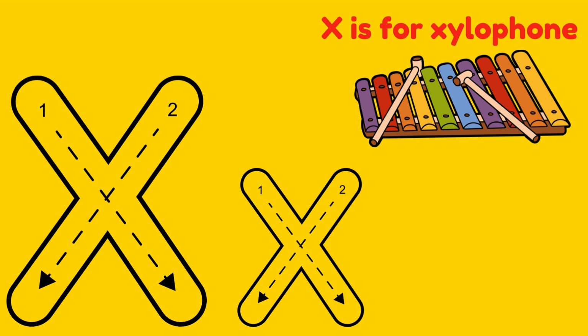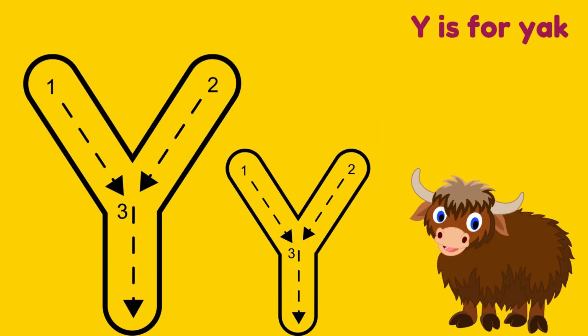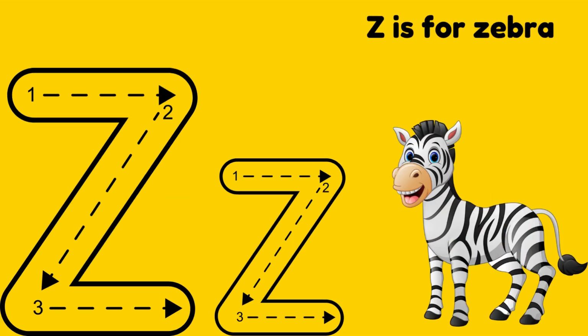X is for xylophone, making music so fine. Trace your X and let your star shine. Y is for yak, with a fluffy mane. Trace your Y, again and again. Z is for zebra, with stripes so cool. Trace your Z like a sparkling jewel.